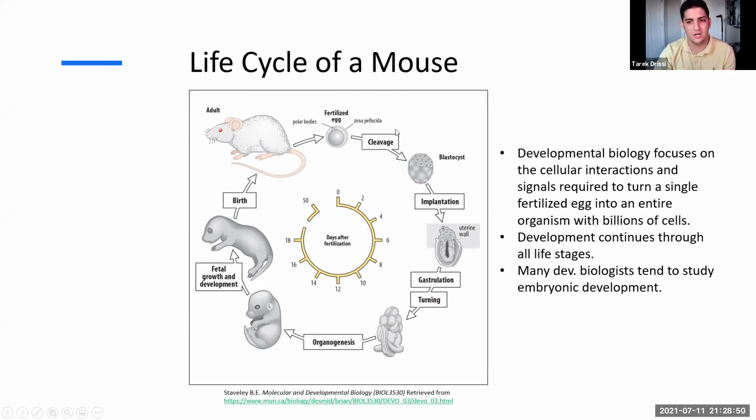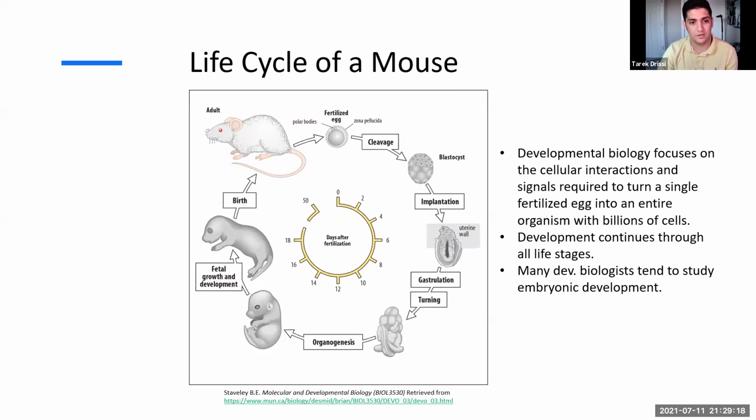So developmental biology in general focuses on the cellular interactions and signals required to turn a single fertilized cell into an entire organism with billions or even trillions of cells. So that's a huge change. That's a big difference. One cell into trillions of cells. So that's why it's such a detailed field that has a lot to discover still, because it's so complex.